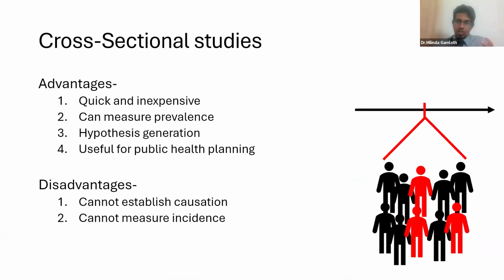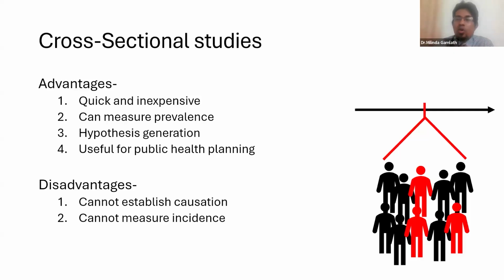The advantage of a cross-sectional descriptive study is that it is quick and inexpensive because it's a snapshot. All you need is one go. So they are usually very quick and inexpensive. And you can measure something called prevalence. We will look into prevalence later, but basically, prevalence means how many cases there are of a certain disease in the population. If you take 100 people, how many people right now have cancer?